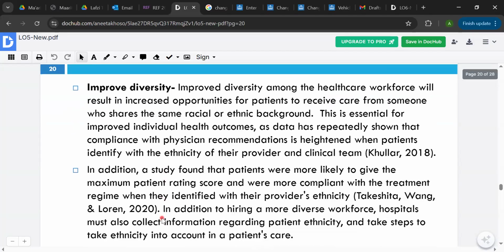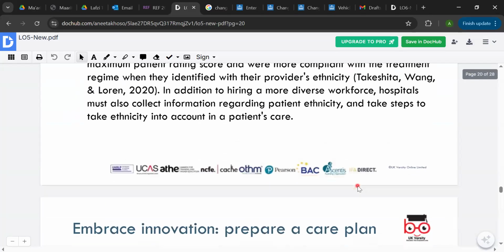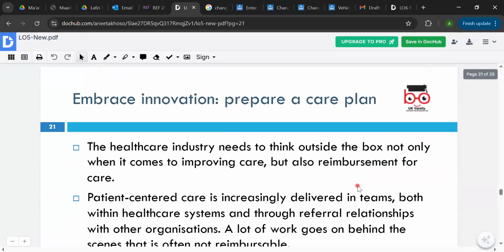So a study found that patients were more likely to give the maximum patient rating score and were more compliant with treatment regime when they identified with the person's ethnicity. This is what research has found, this is not what we are saying. In addition to hiring a more diverse workforce, hospitals must also collect information regarding the patient's ethnicity and take the steps necessary to take ethnicity into account in a patient's care.